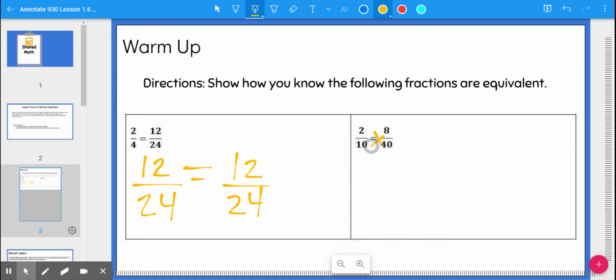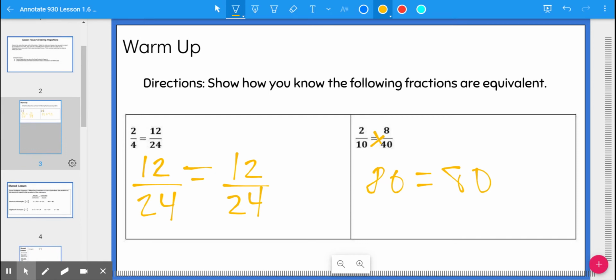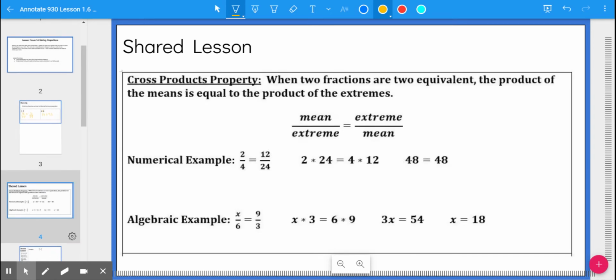Another way you could do it is you could multiply diagonally, to cross multiply, and you could do 2 times 40, which would give us 80, and then 10 times 8, which would also give us 80. So that is another option that you could use to show that the two fractions are equivalent. Now I can meet you guys on slide 4.